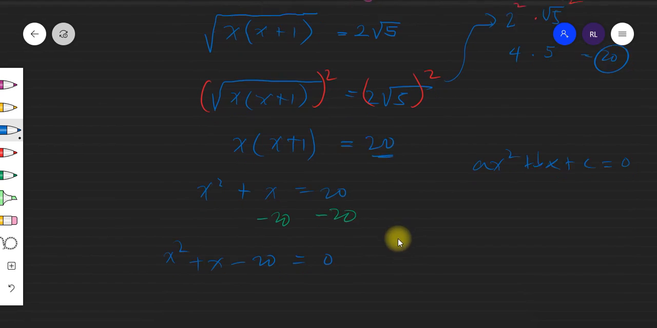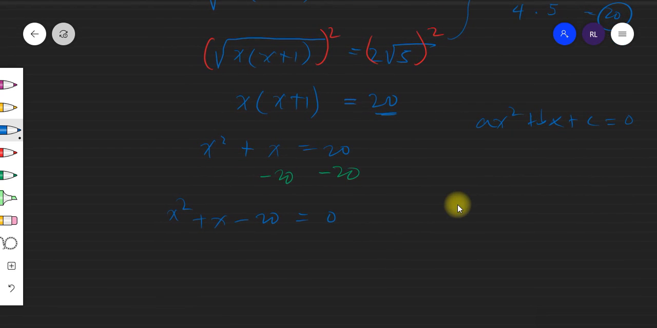Okay? So what we have here is that, let's factor this. x squared means x times x. Factors of negative 20 that, when you add them, result to positive 1 here in the middle. Factors of negative 20 that result to positive 1, that is plus 5 minus 4. So as you can see, look at this.